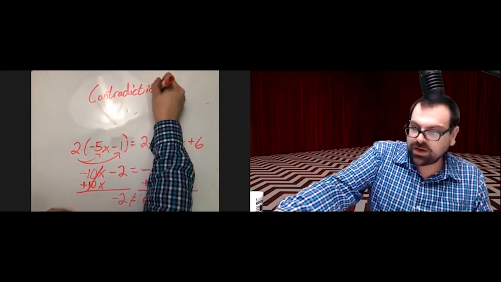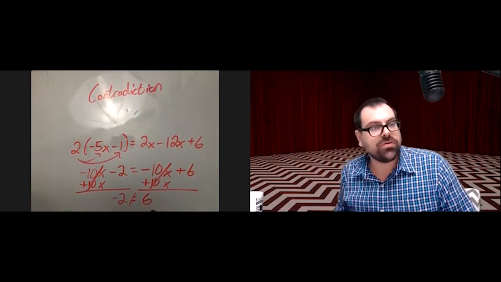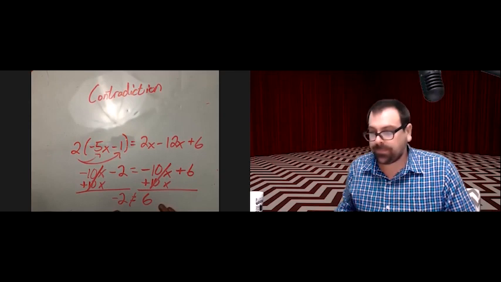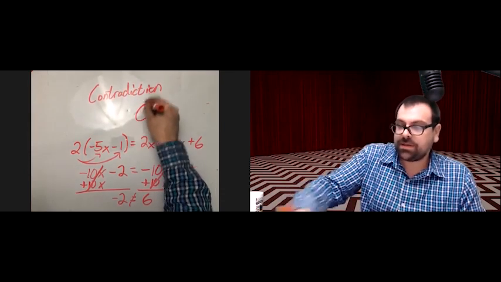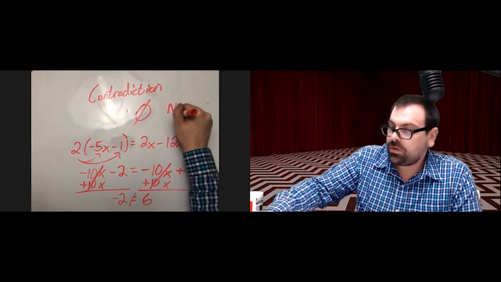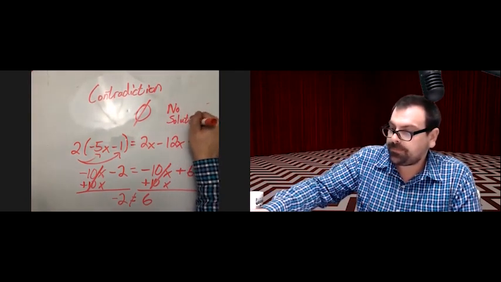This means no matter what you plug in, you're never going to get a true statement because -2 does not equal 6. And the answer is the empty set, or no solution.